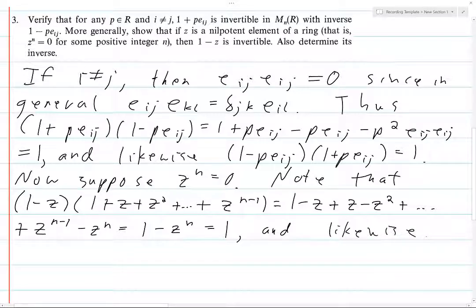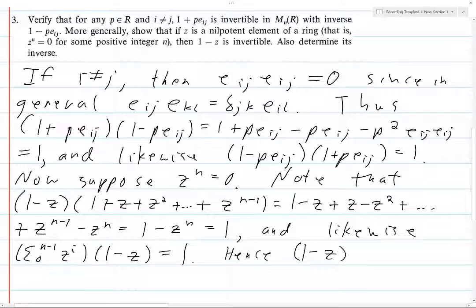And likewise, if you take the sum from i equals 0 to n minus 1 of z to the i times 1 minus z, it becomes literally the same thing. So hence, 1 minus z inverse is the sum, which is indeed an element of our ring. And so there we go.